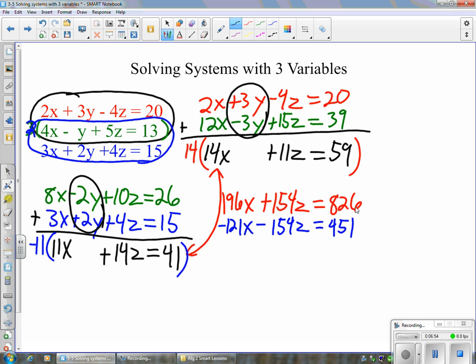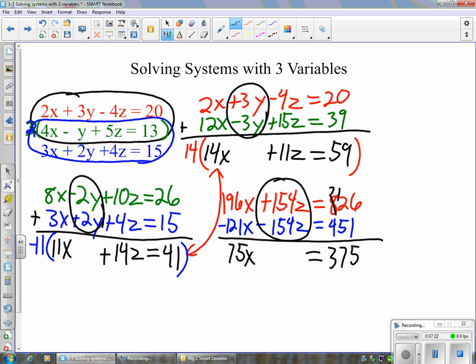Now I can eliminate these two guys. So eliminating these, we'll have, let's see, 75x. My z's will eliminate, and we will have, let's see, borrow from the 12, minus 5 is 7, 375. So now I have an equation of 75x equals 375.